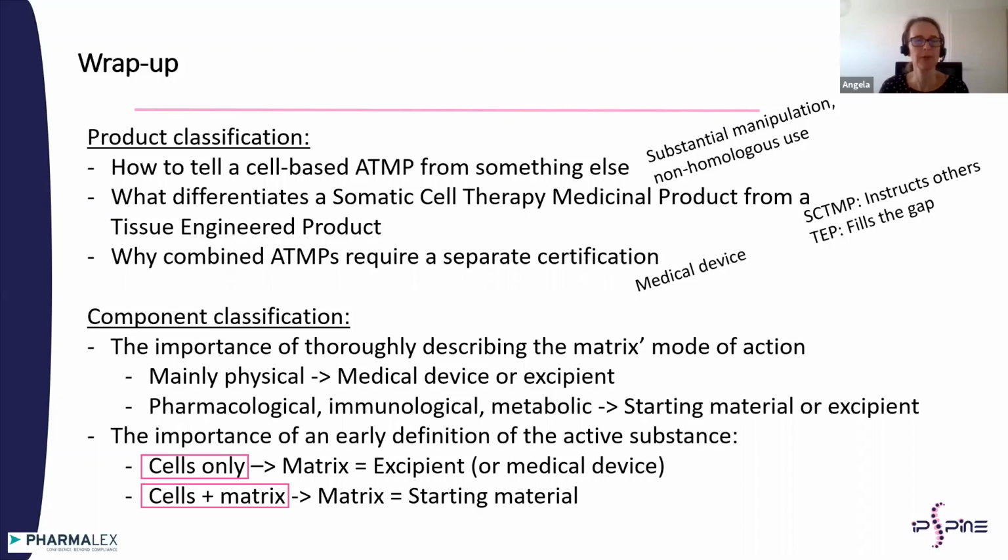We also found out why it is important to define at a relatively early stage what the active substance will be, because it will have an impact on what the individual components are and how they need to be tested. So if we say that the active substance is the cells only, then the matrix must be an excipient or a medical device. Whereas if we say that our active substance is composed of cells plus matrix, the matrix will be a starting material.